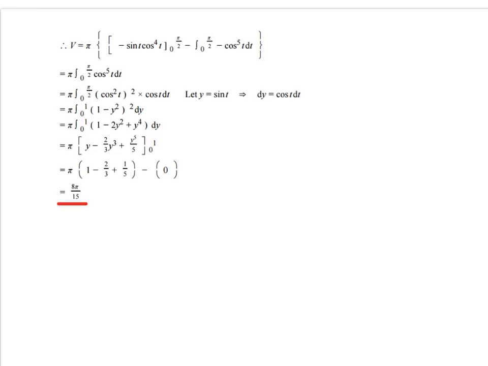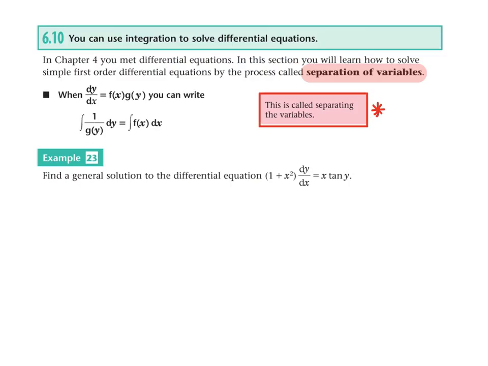This is the last part now of integration, and it's all about solving differential equations. You've done them before. We've done very, very simple ones in C2 when you've been given dy by dx and you had to work out what y was.